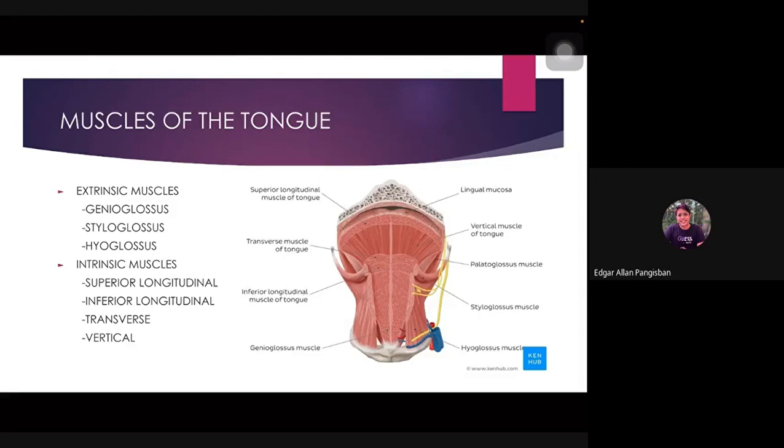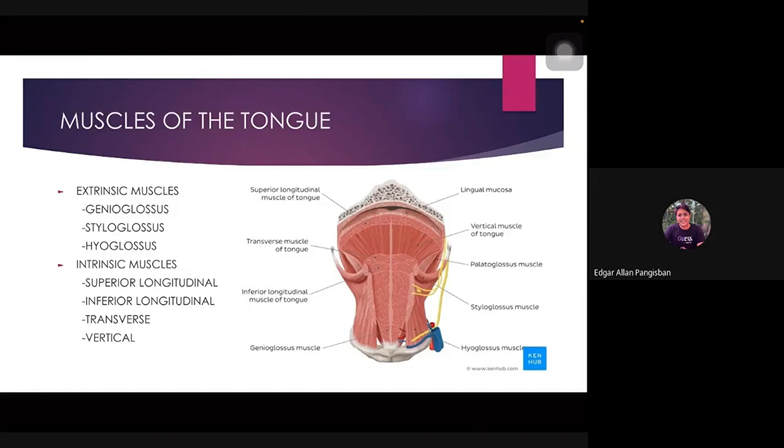there. As for the action, we have also discussed that your extrinsic muscles are responsible for the major movement of our tongue. Okay, what are those movements like? The upward movement of the tongue, the downward movement of the tongue as a whole, and of course, the side-to-side movement or lateral movement of your tongue. Okay, this is accomplished by your extrinsic muscles.